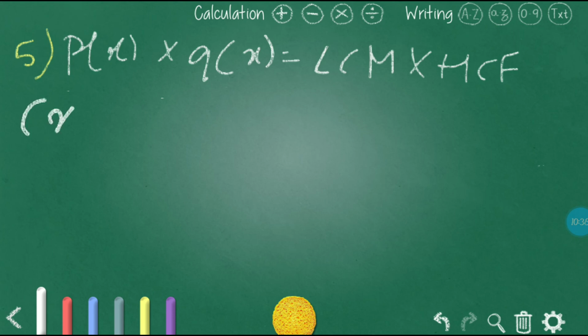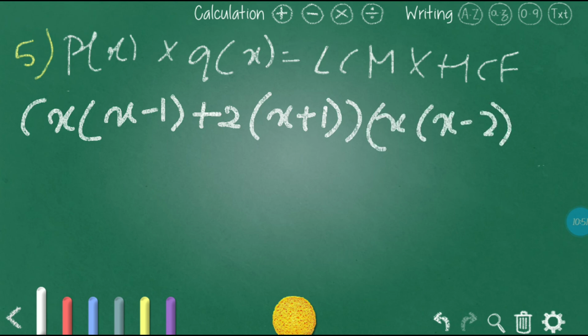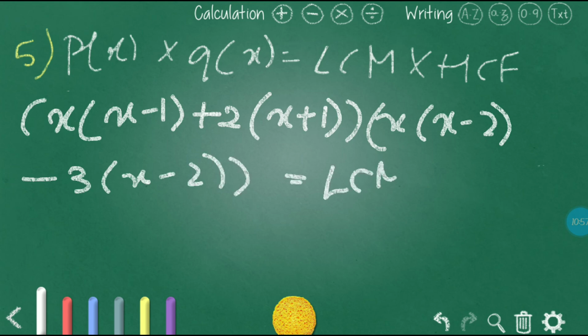Okay, now in that equation we will take common. So in that common is x into x minus 1 plus 2 into x plus 1 into x minus 2 minus 3 into x minus 2 is equal to LCM. Okay, this is fully one step itself. This is one step only.